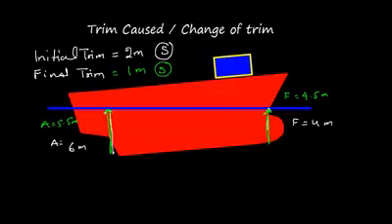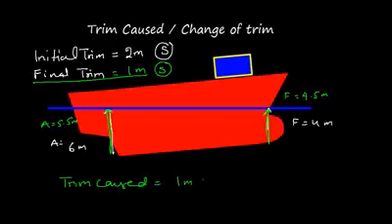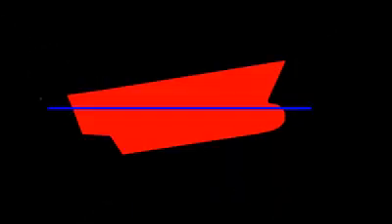So if we see, instead of 2 meter trim, the trim has reduced to 1 meter. We'll say the trim cost is, let me write here, the trim cost is 1 meter by head. The trim cost is 1 meter by head because the forward draft is increased and aft draft is reduced.